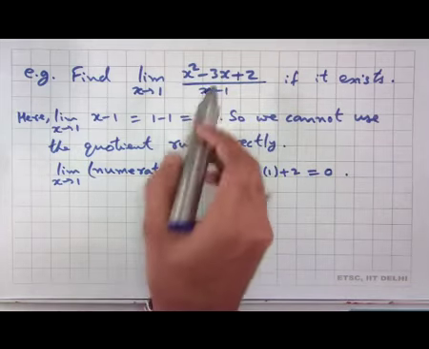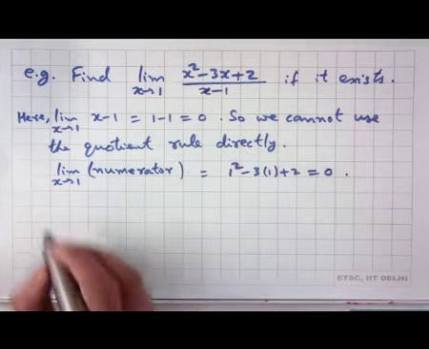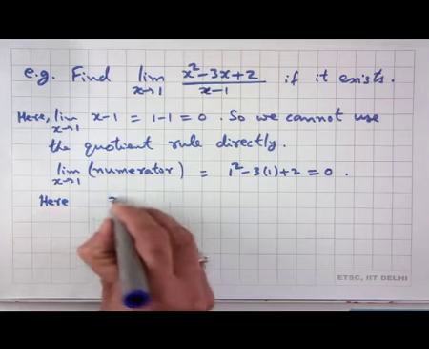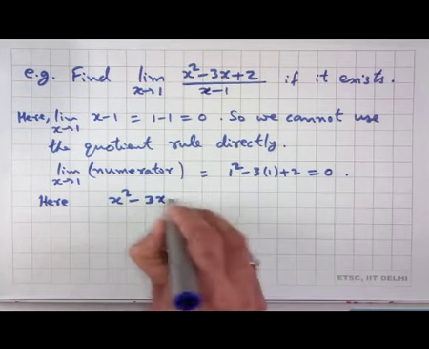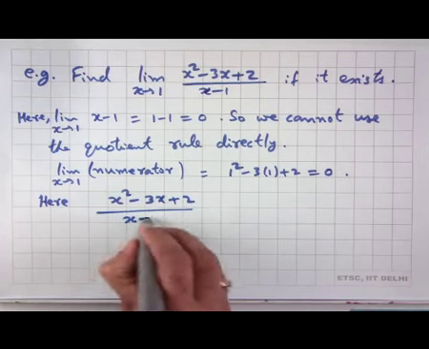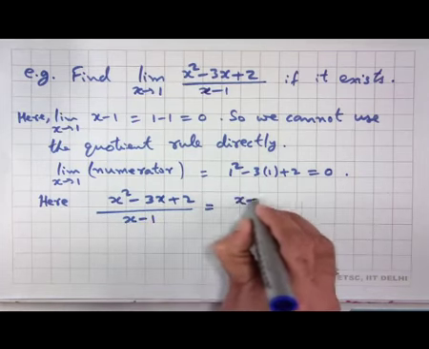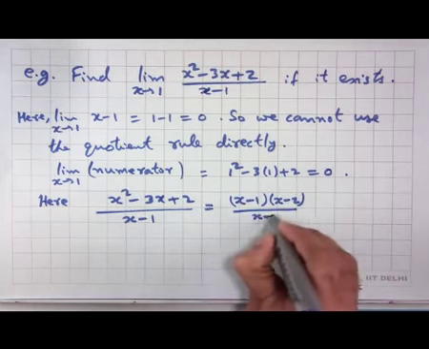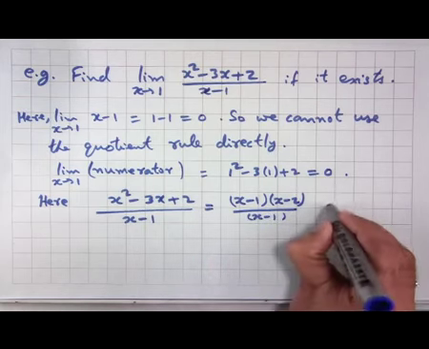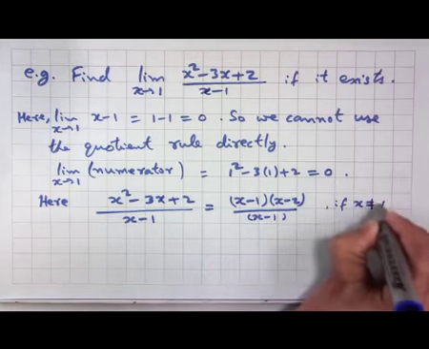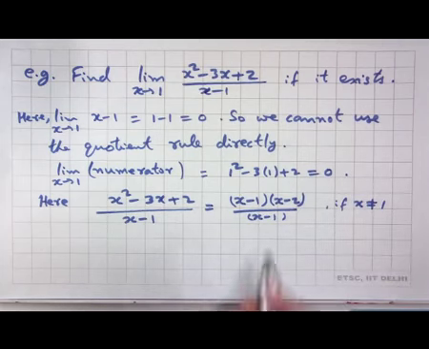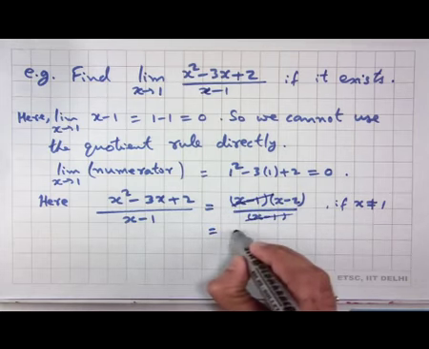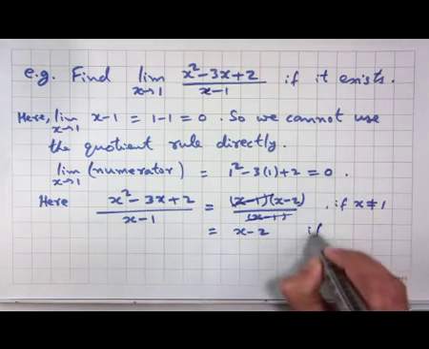So, therefore, x minus 1 is a factor of the numerator. So, here x square minus 3x plus 2 divided by x minus 1 is equal to x minus 1 times x minus 2 divided by x minus 1. Of course, this is defined if x is not equal to 1, and if x is not equal to 1, then one can cancel this x minus 1 and this is equal to x minus 2 if x is not equal to 1.